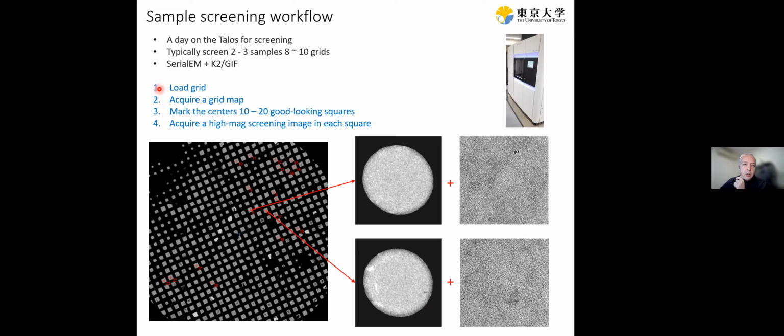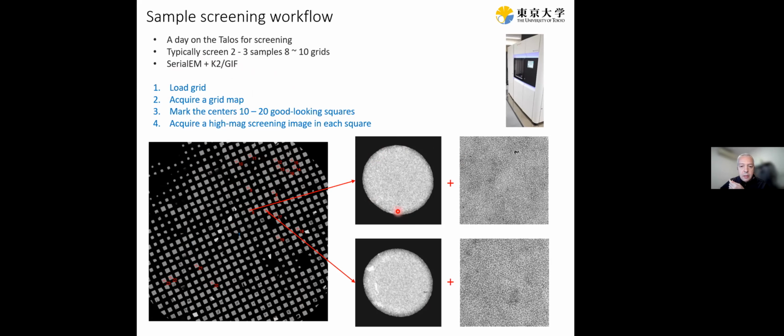The procedure is: load a grid, acquire a grid map. You see here the grid map. Then select squares which look to have good ice in them. And with the cryo-EM script, we collect one image in the center of each square. And this is what the images look like.